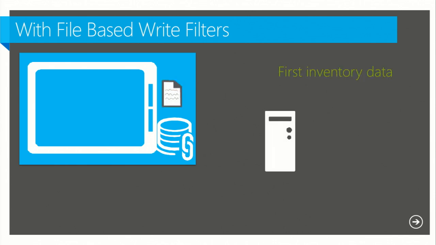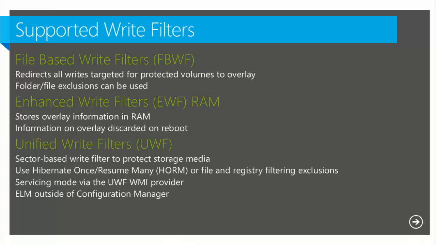So in that case, the first inventory data is written and a copy is made because it's excluded from being locked. From then on, it only sends delta information to the server and everything happens fine. All right, so we talked about file-based write filters. And with file-based write filters, you can have file or folder exclusion defined for each device separately.